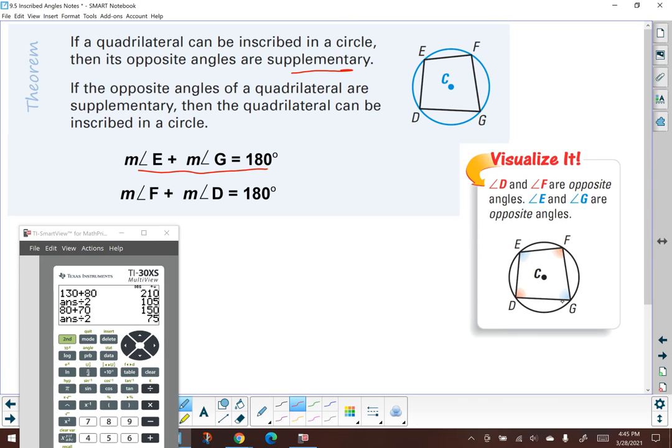So in this diagram, I kind of have it color-coded. So the two that are across from each other, in this case D and F, those ones add up to 180. And then the other two, the blue ones, also add up to 180.